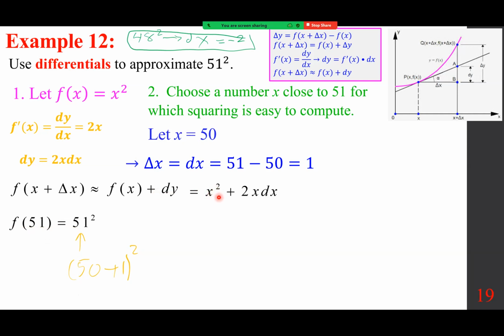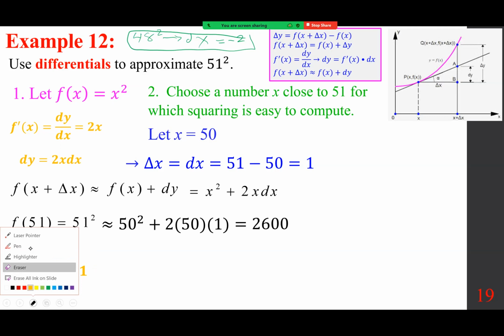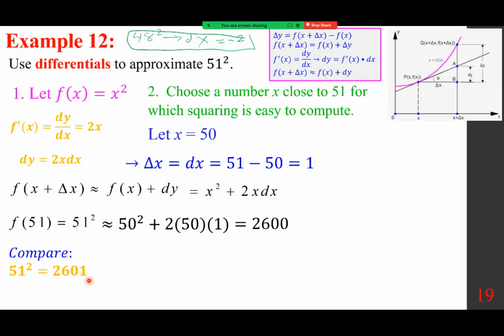X squared, so 50 squared plus 2 times x, 2 times 50 times dx. And as you can see, this is 100 and 2,500 is 2,600, extremely close to the actual value, which is 2,601. Oh, let me just erase this. So this is very close. And the reason is very simple, because delta x is extremely small compared to the choice of x. Now, and we are done with that.